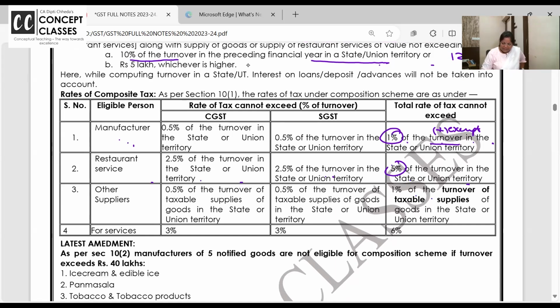Other supplies, it is 1%. Other supplies of goods, apart from manufacturer and restaurant, are other supplies, so 1% of the turnover of taxable supplies. Here you will not include the exempted supply in the state. So if you are a manufacturer, you have to pay 1% not on aggregate turnover, on taxable turnover and exempt. Restaurant 5% on taxable and exempt. Other supplies 1% only on taxable turnover and services 6%. You will have to memorize the rates. Take 2 minutes, see what the confusion is, ask.